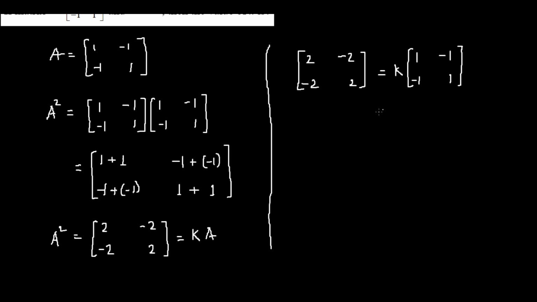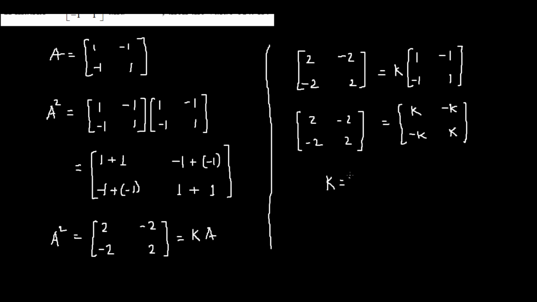So what we do is we multiply this k to each entry, so that should give us k, -k, -k, and positive k, equal to 2, -2, -2, +2. Then we equate each of the elements, so that should give us k is equal to 2. So that's the value of k, just 2. Let's go to the next one.